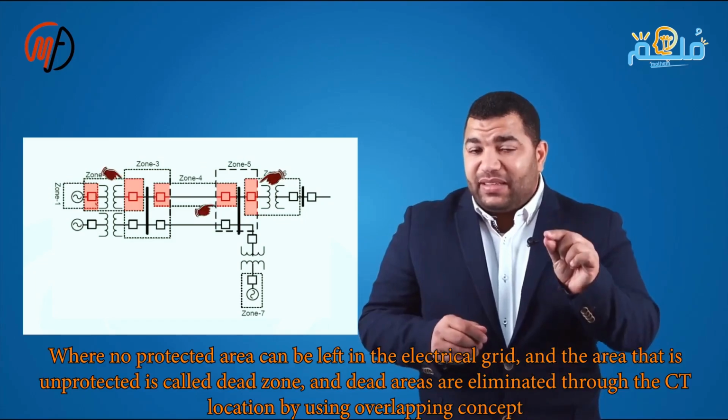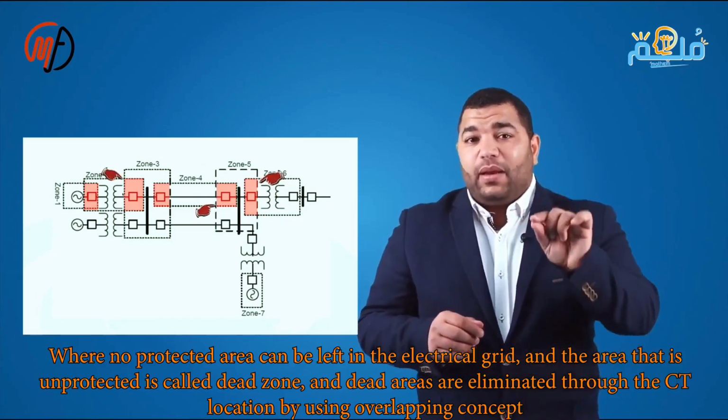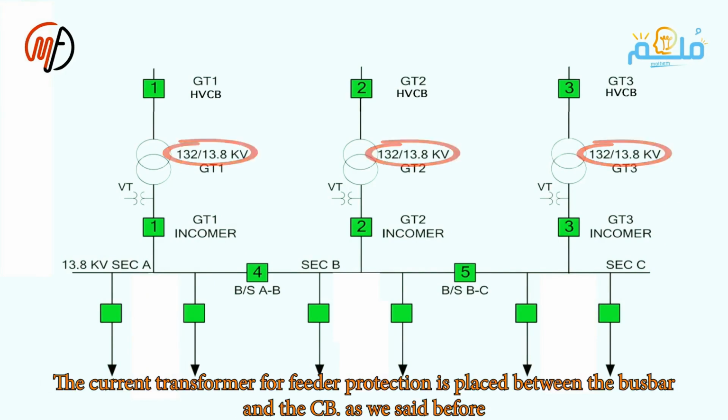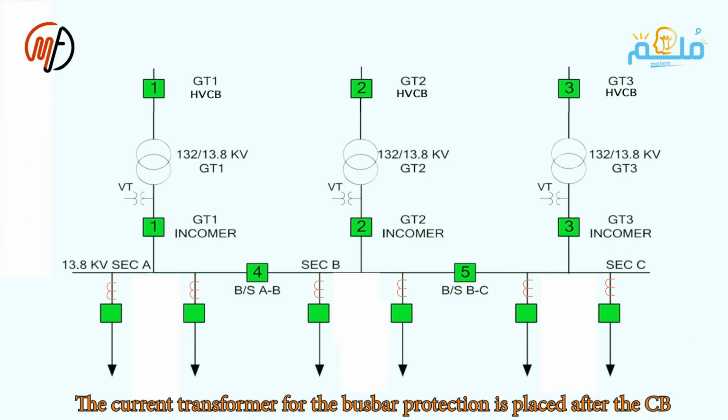The feeder protection CT is between the bus bar and circuit breaker, while the bus bar protection CT is after the circuit breaker. There are 3 power transformers, each feeding its section independently. A circuit breaker, called a bus section, is placed between every 2 sections. The sections are named Section A, Section B, and Section C, with circuit breakers named Bus Section 1 and Bus Section 2.